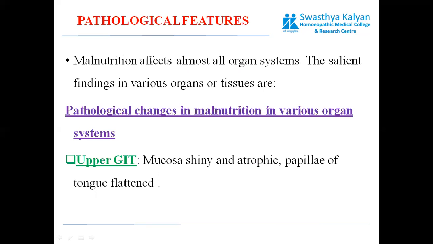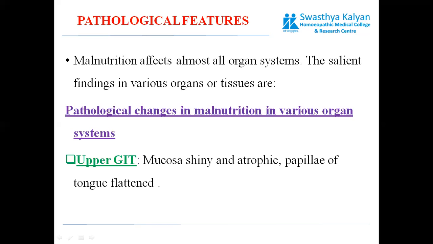Then the pathological features. Malnutrition affects almost all the organ systems. The main findings are the pathological changes in malnutrition in various organ systems. Upper GIT: the mucosa is shiny and atrophic, and the papilla of the tongue is flattened.